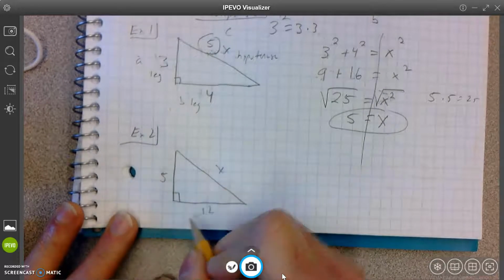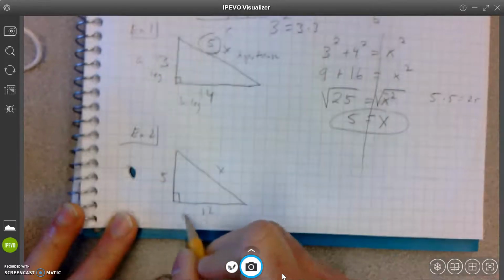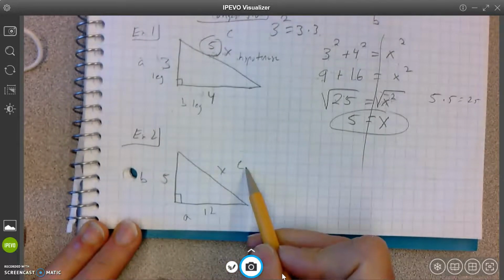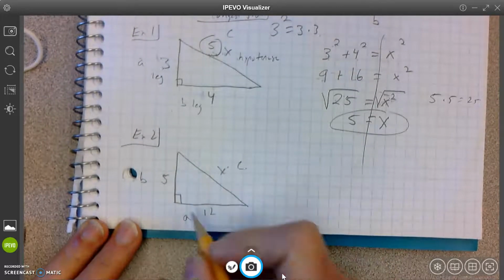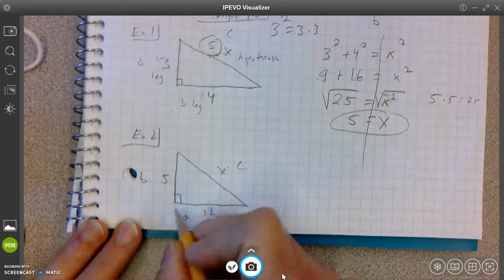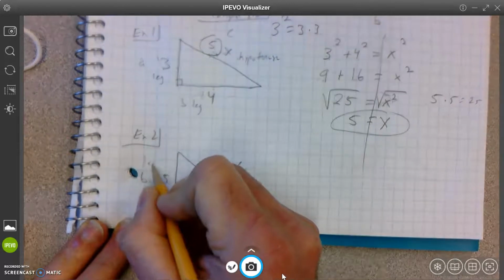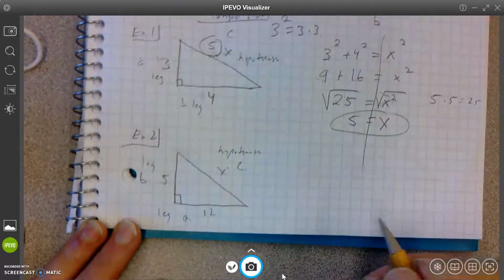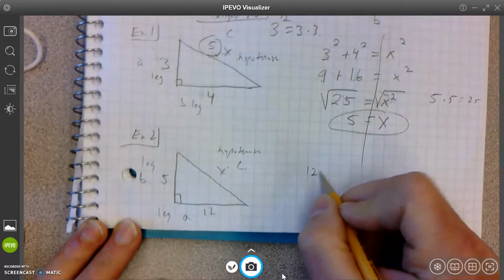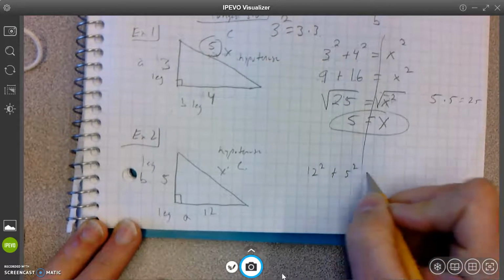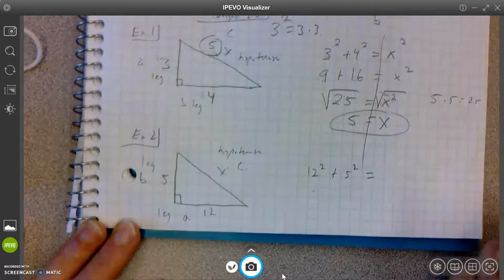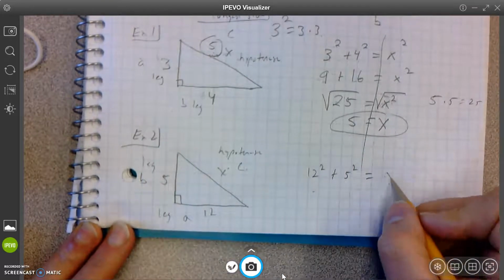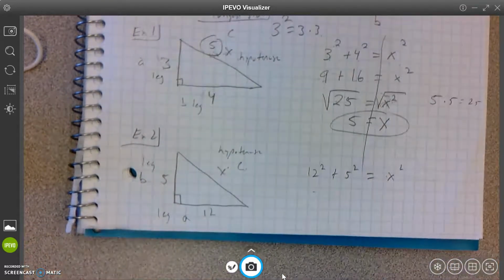So let's call this leg A, this leg B, this hypotenuse is going to be C, opposite the right angle. It doesn't matter which one you put, A or B. This is a leg, this is a leg, this is the hypotenuse. Bam. So I'm going to set up 12 squared plus 5 squared. If I did 5 squared plus 12 squared, I get the same thing. But it's important that the hypotenuse is always after the equal sign. So that's x squared right there.